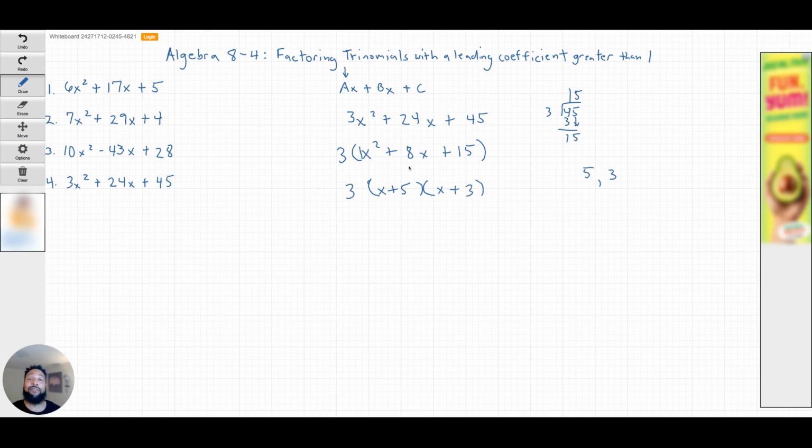So you've got to watch out for these. Make sure that you don't have to factor out in the beginning. Then it just becomes a regular trinomial with the coefficient of 1. So I hope this helps.